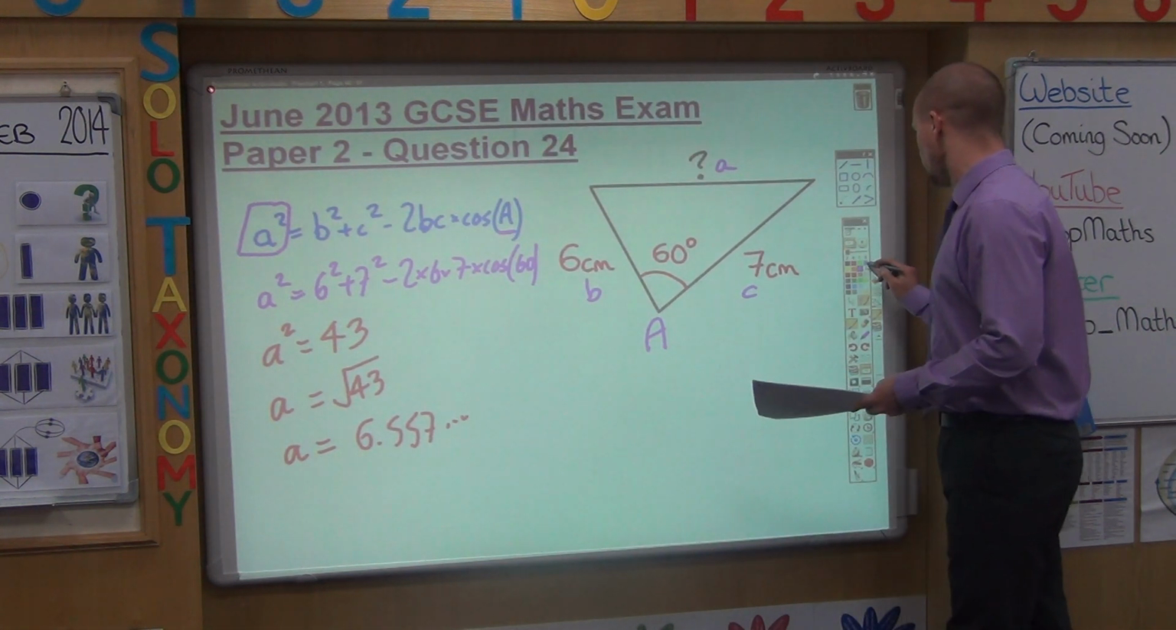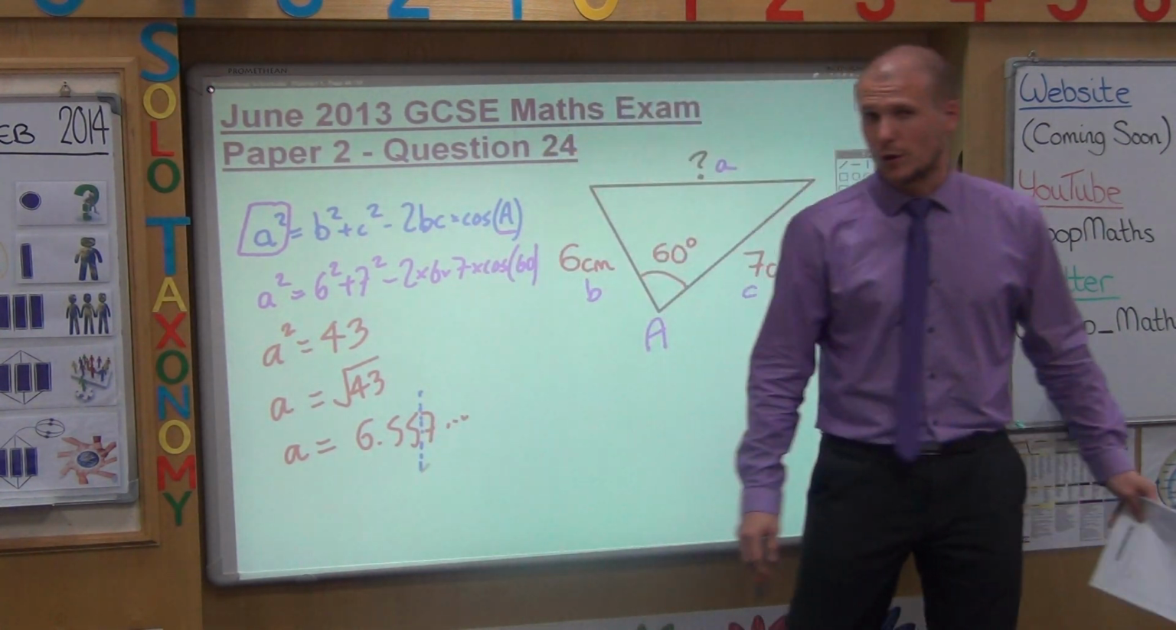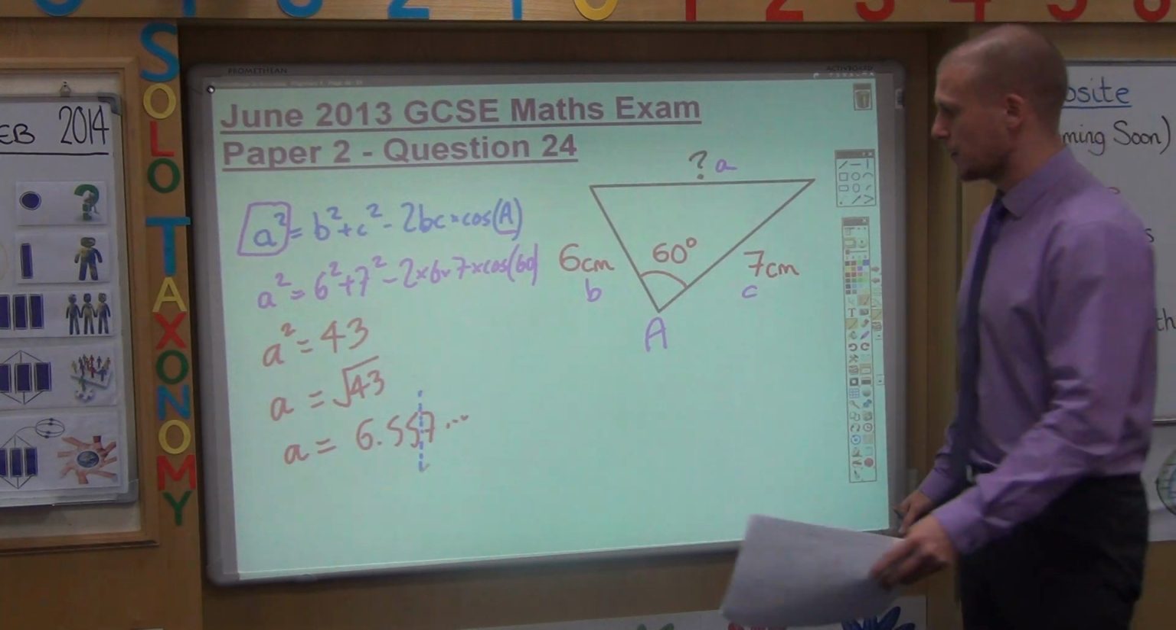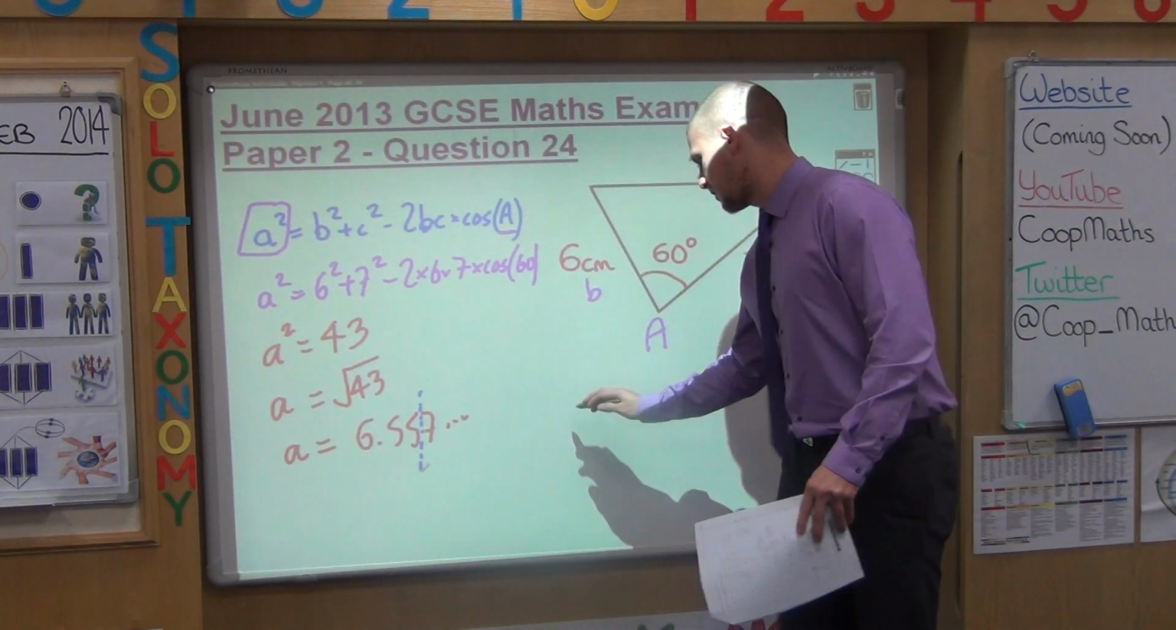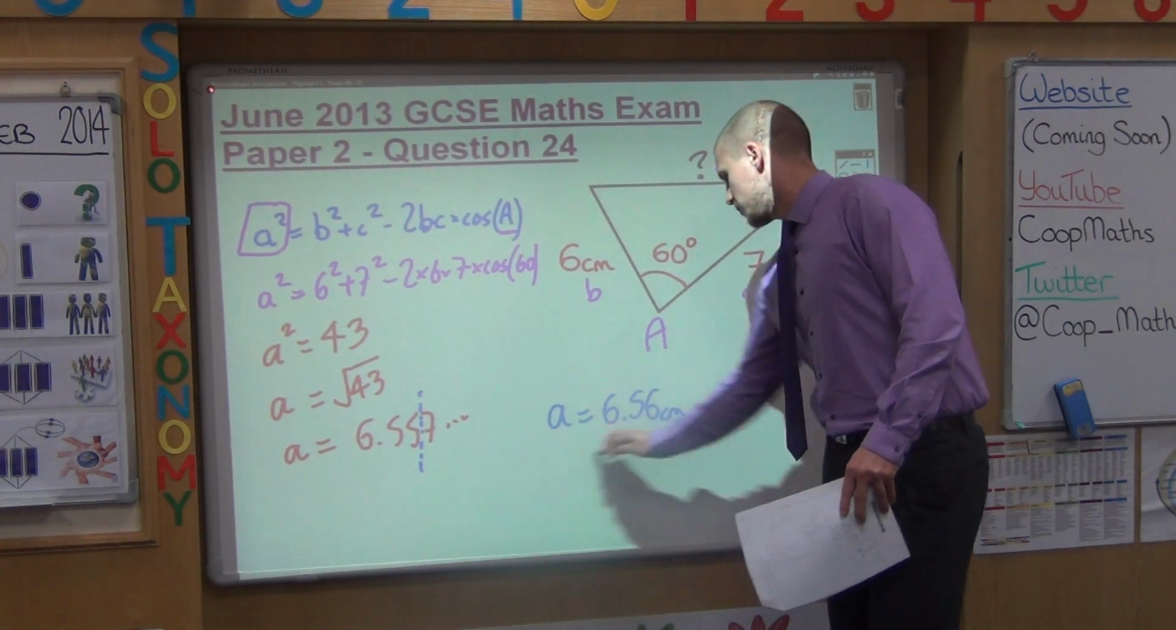Again, we only want to 3 significant figures, so we're going to be rounding after the third significant figure. That 7 will round that 5 up to 6. A is 6.56 centimetres. That's your answer.